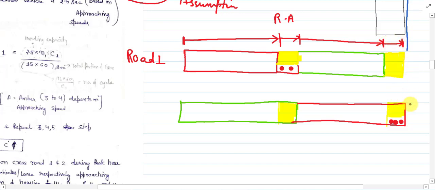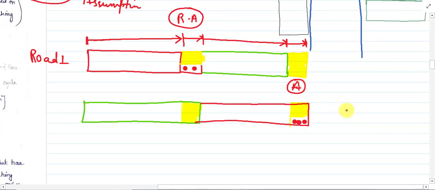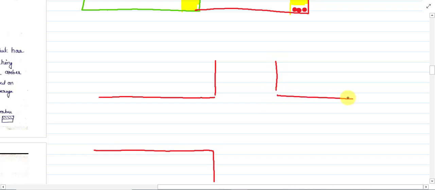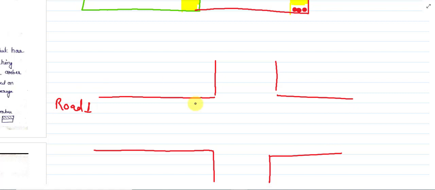Okay, so we have two amber times. The one is your red amber time, which is the transition between red time and green time, and the other we have after the green time, which is also known as the clearance time. Now I will explain how this clearance time works. Assume this is your road 1. This must be your stop line.